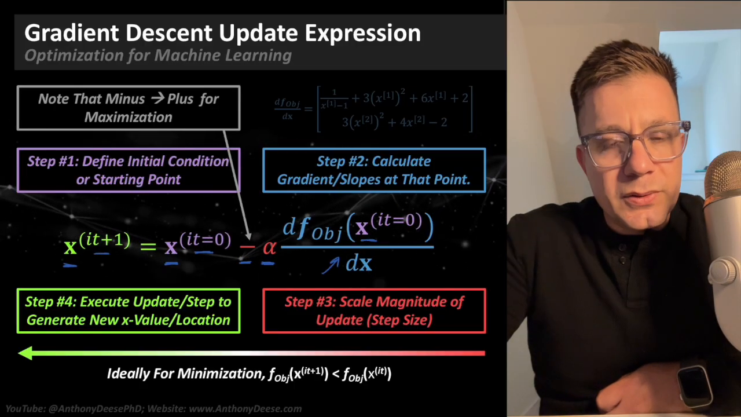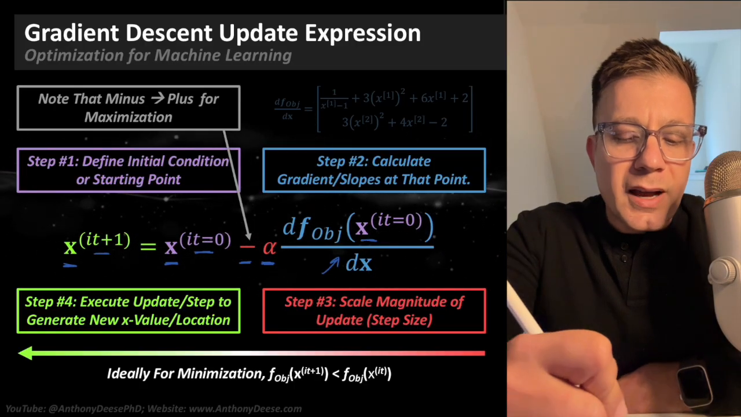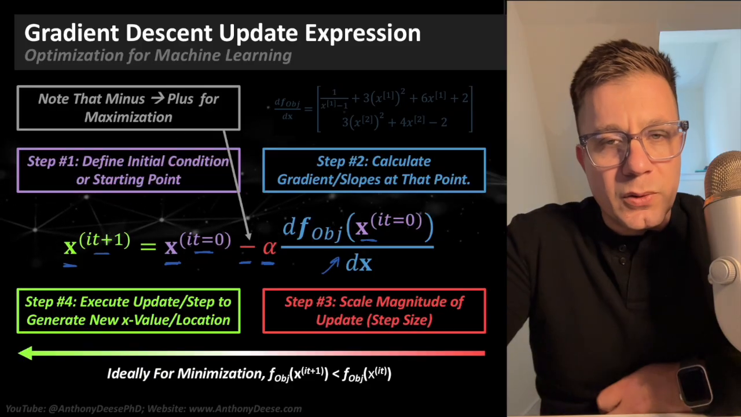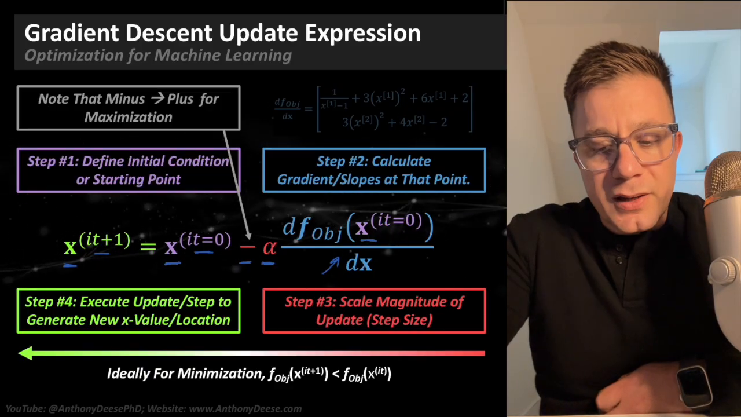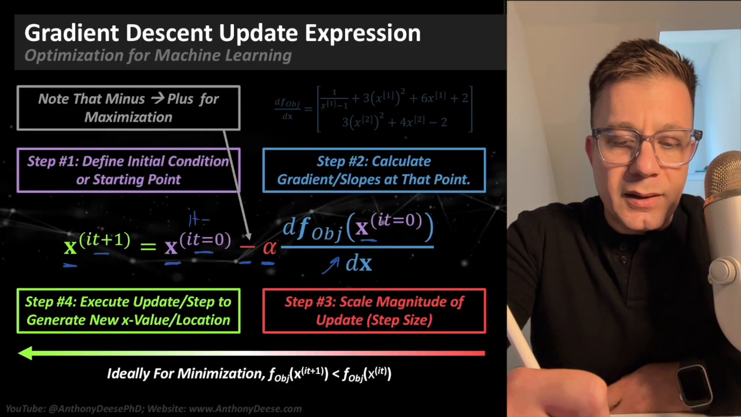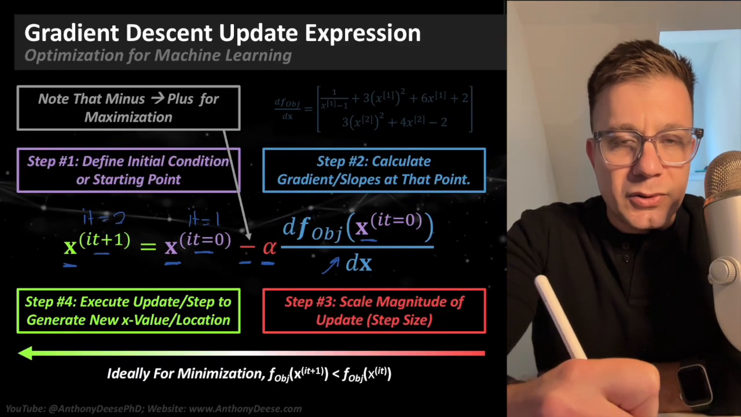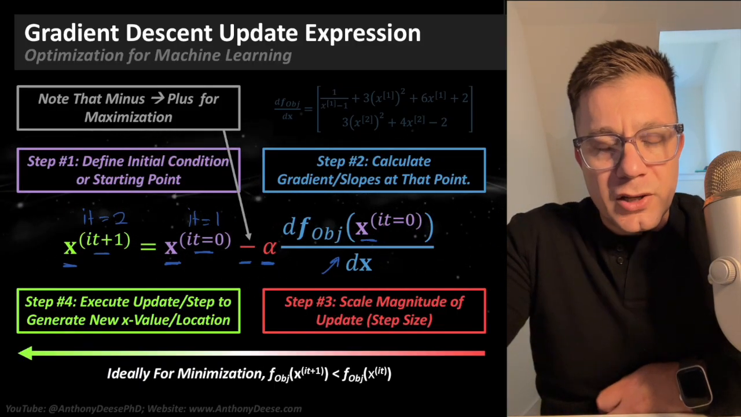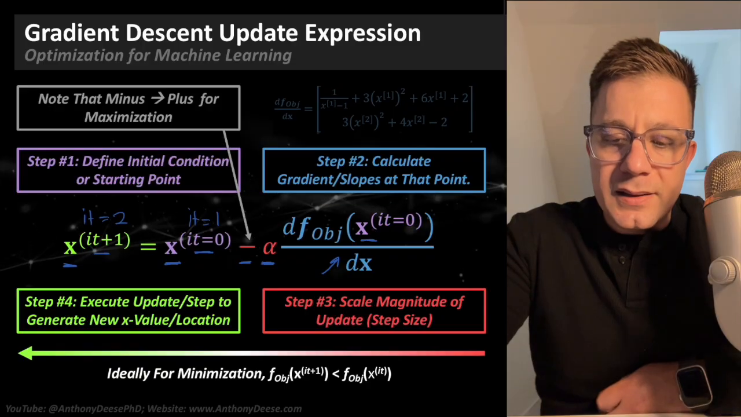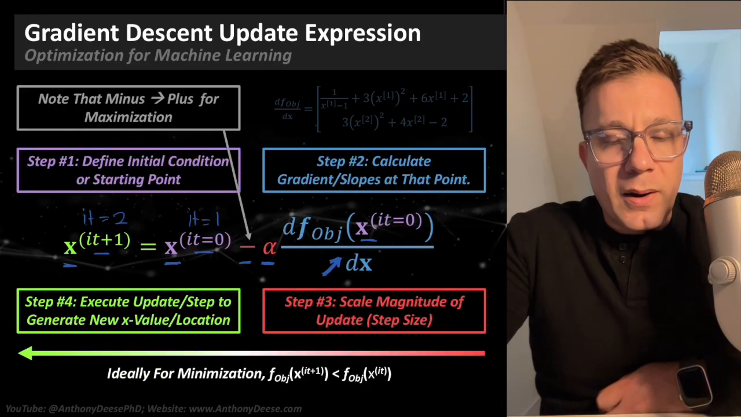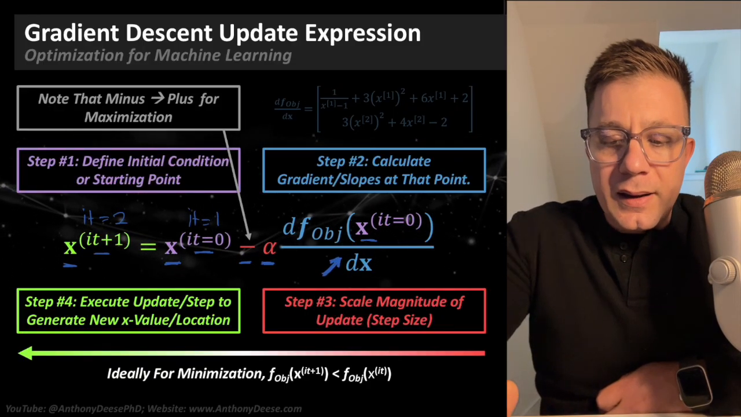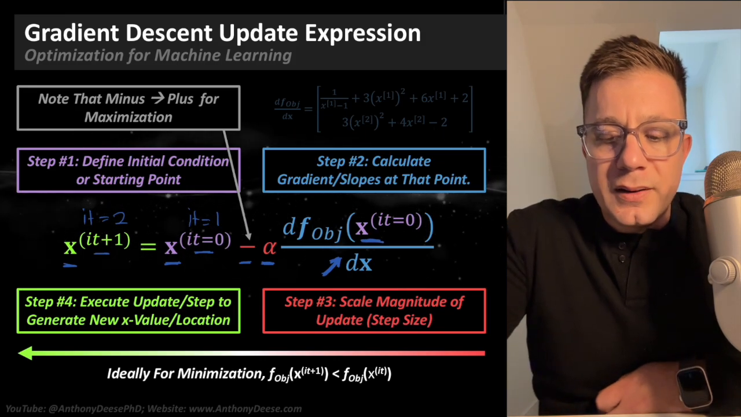So how do we use this expression? Let's take a look. The first step would be to define the initial condition or starting point. And if this is not the first iteration, then this essentially could be it equals 1, and this would be it equals 2. So this expression works for more than just that initial iteration. The second step would be to calculate the gradient or the slopes at that point, again using our current location or our current x value.